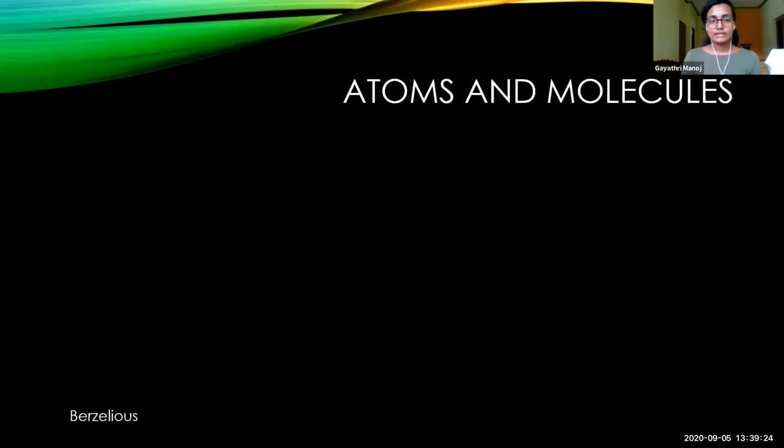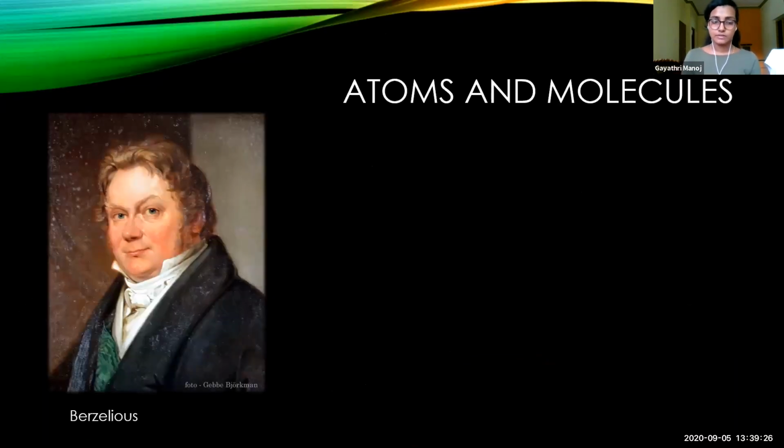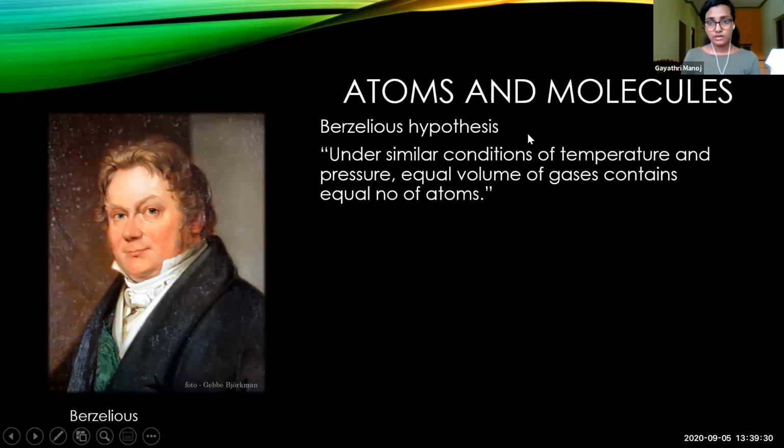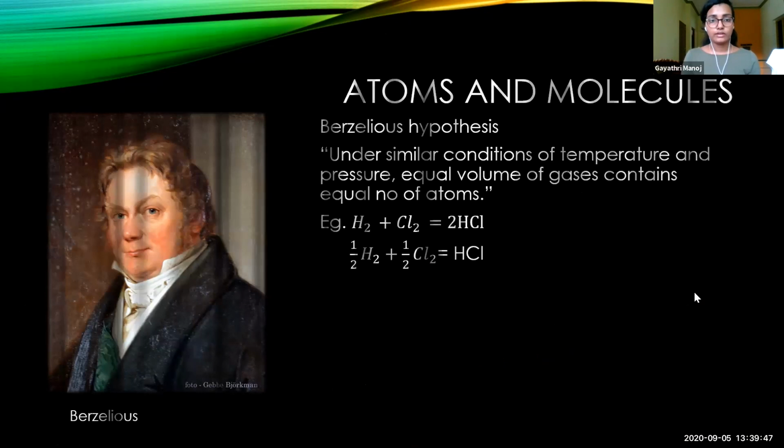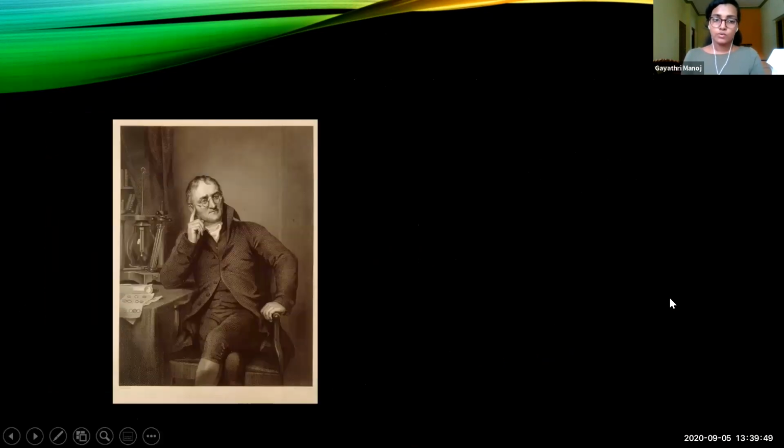In the 19th century, the scientist Berzelius came up with the hypothesis that under similar conditions of temperature and pressure, equal volumes of gases contain an equal number of atoms. But for that to be true, we have to take half of hydrogen and half of fluorine to get one HCl. And if we do that, we'd be going against Dalton, who said that atoms are indivisible.